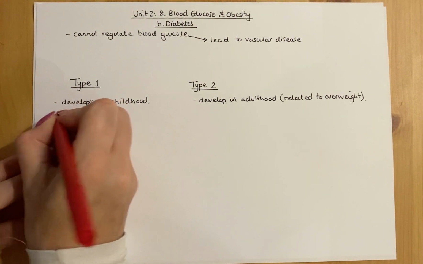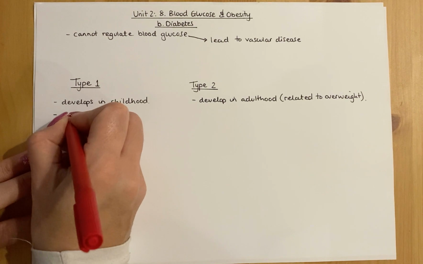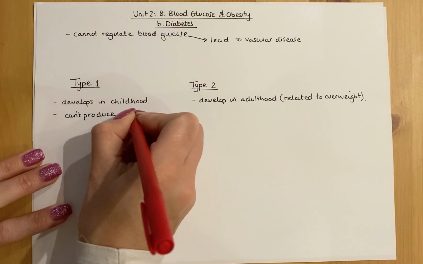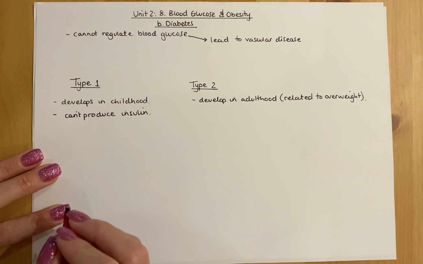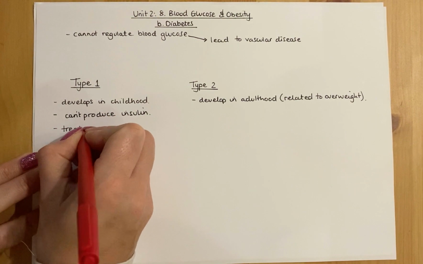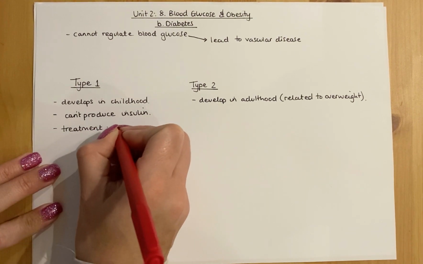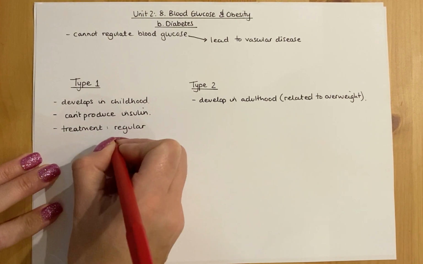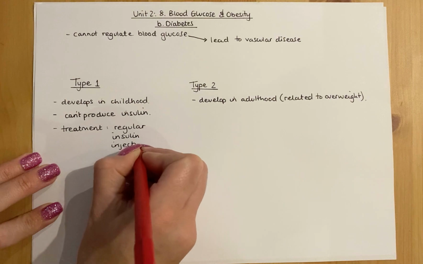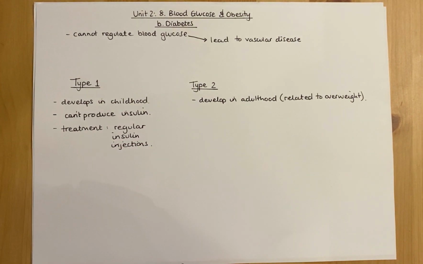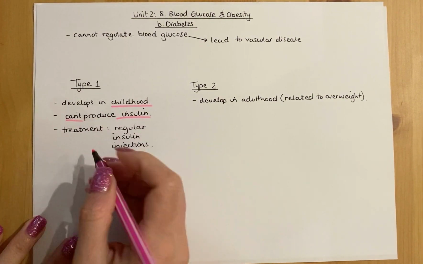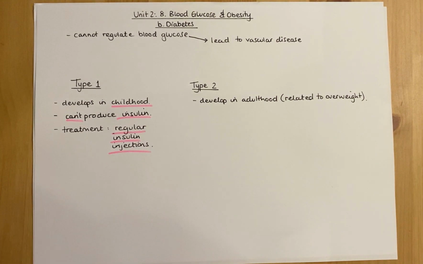A person with type 1 diabetes, because of an autoimmune disease, cannot produce insulin. So their pancreas does not produce insulin, and therefore they can't store that glucose as glycogen. To treat that, we give people with type 1 diabetes regular injections of insulin, as well as being aware and controlling their diet so it's not too high in glucose. Okay, so type 1: childhood, they can't produce insulin, and regular insulin injections as a treatment.